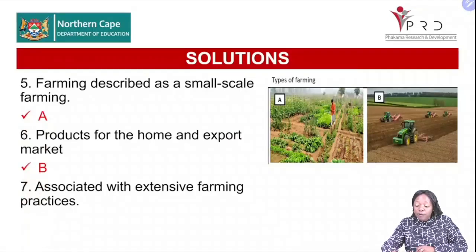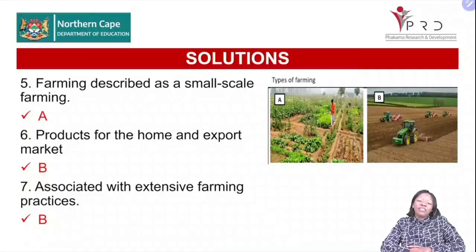Number 6, the products for home and export markets. Remember at B, which is your large scale farming or commercial farming, we said these are the farmers that are strictly farming for business and they sell their products in local as well as in the export markets. Then number 7, associated with extensive farming practices. Extensive, remember, there is less work that has been put in, so therefore it is B, because everything is done using machines.